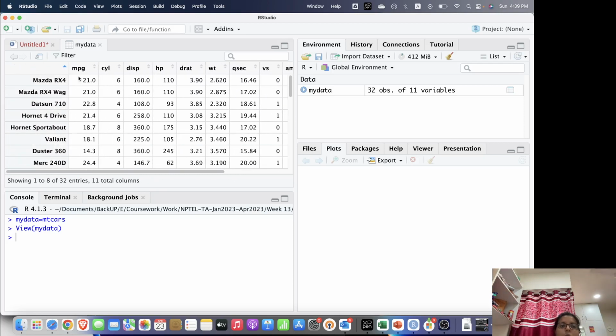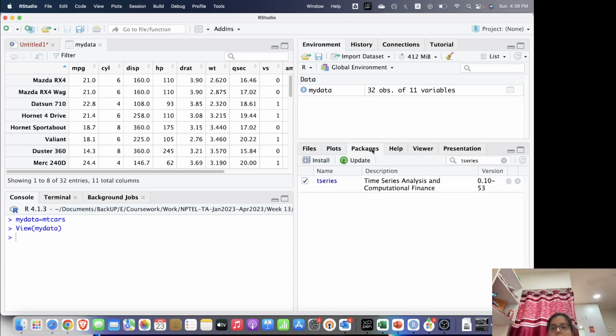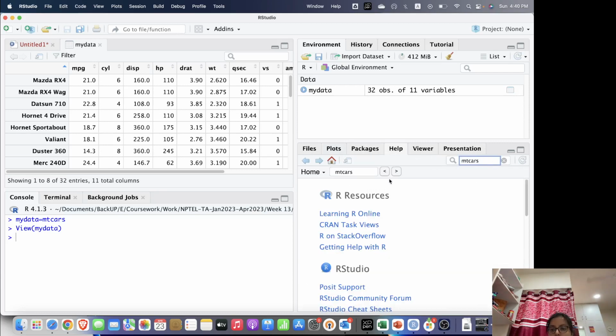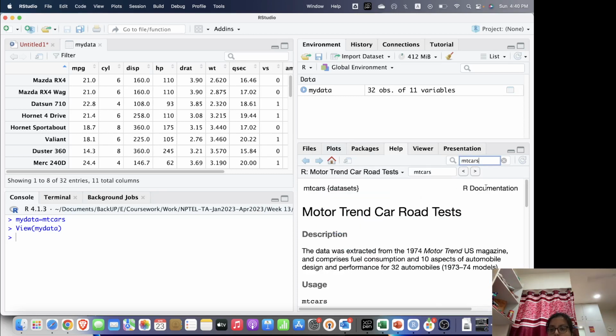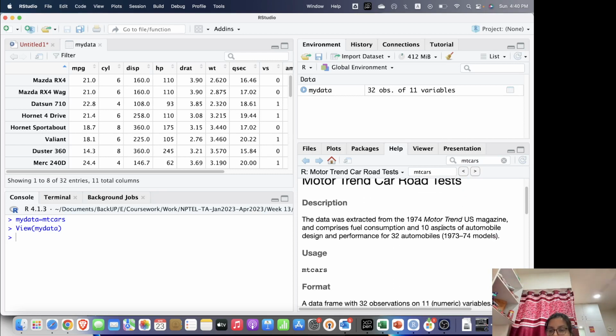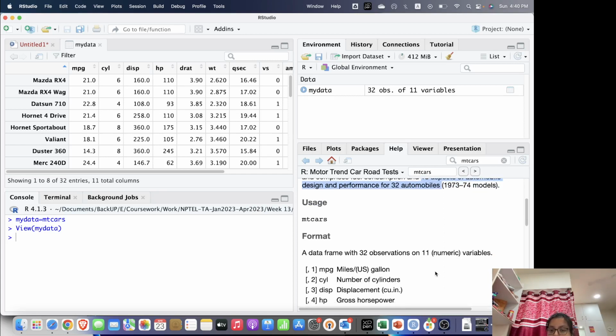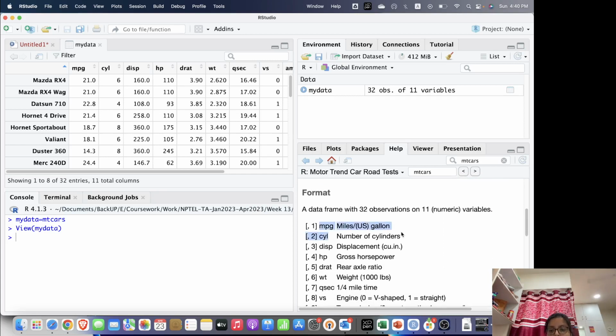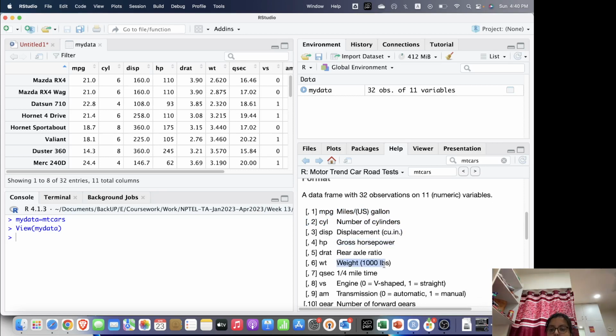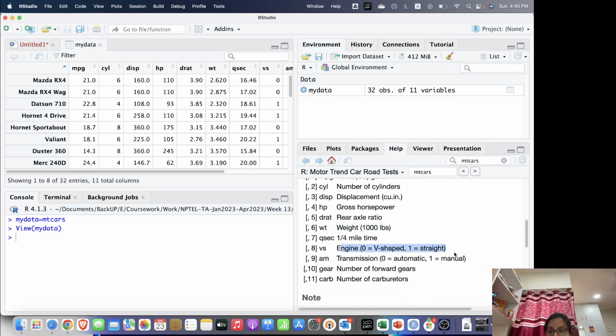associated variables. So there are inbuilt data sets in R which you can go and explore. In order to do that, you can go to the packages or help section and just type mtcars. So this R documentation is going to appear. It covers 10 aspects of automobile design and performance for 32 automobiles. Okay, so mpg is miles per gallon, cyl is the number of cylinders that they use, disp is displacement, hp is horsepower, wt is the weight of the machine, then the engine shape, transmission, number of forward gears, number of carburetors.